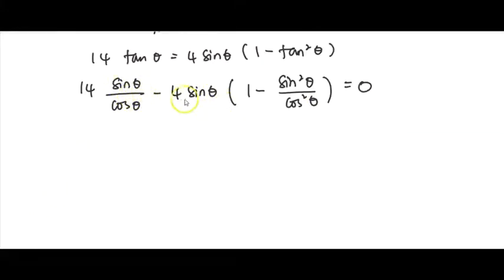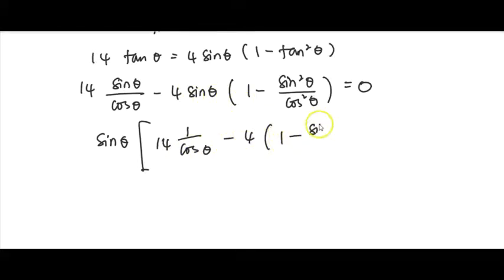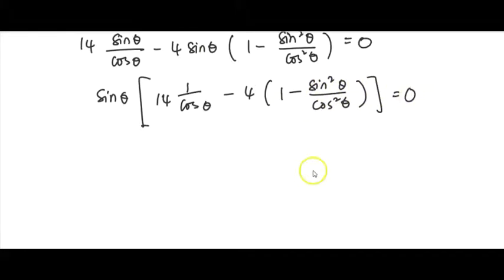So both terms containing the sine theta, right? I can factor out the sine theta. And in the bracket, I got 14 over cos theta minus 4, sine theta being factored out, so I have sine squared theta over cos squared theta. Alright, leave the right hand side to be 0. And now you can see that I got two equations that can be formed.